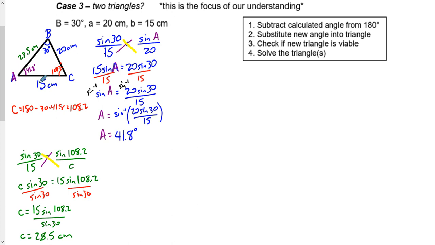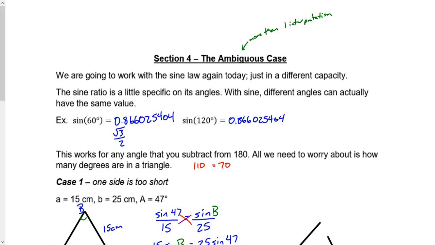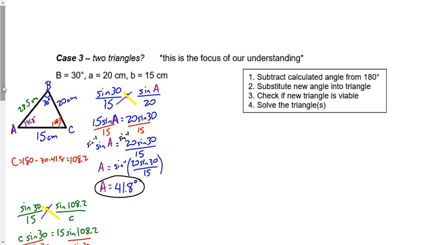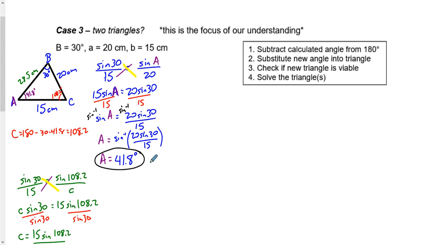So where does this ambiguous case come into? Well, it comes into here. Because we did the sine law, and as we had talked about at the very beginning, the sine of 60 is the same thing as the sine of 120. Well, that's the exact same kind of information as the sine of 41.8 is going to be the exact same as what? Sine of 138.2. Double check. Yeah.